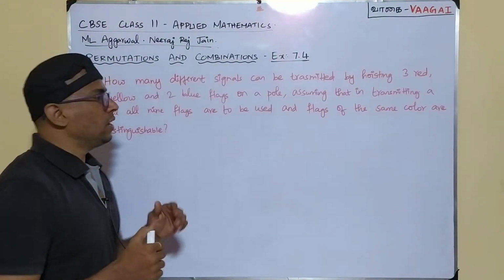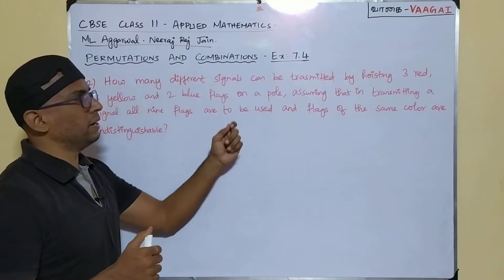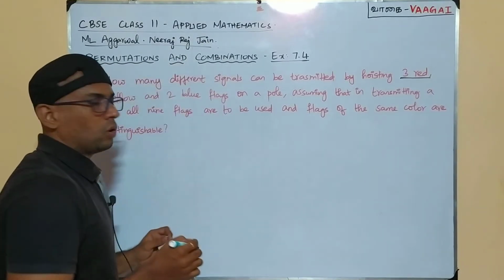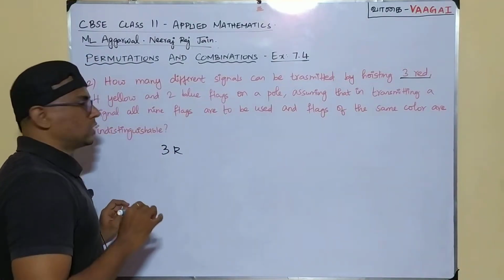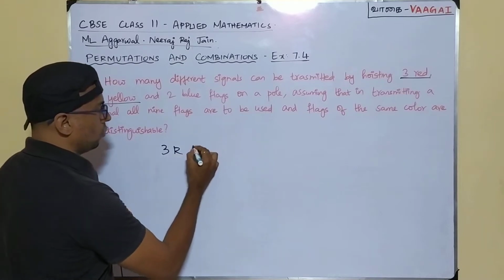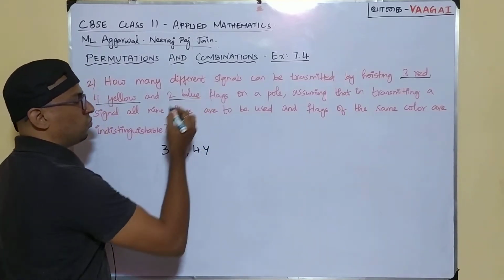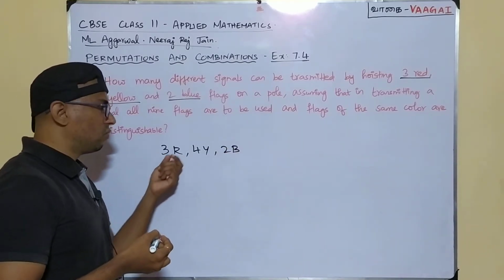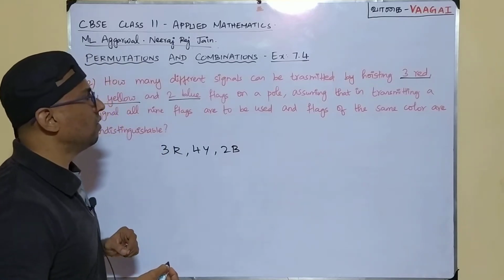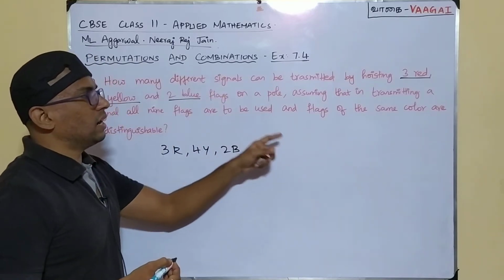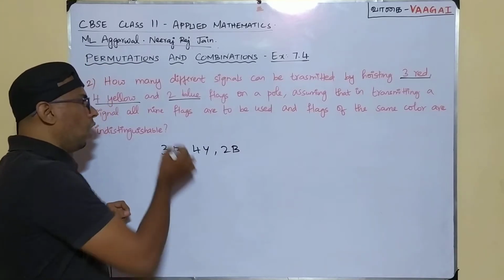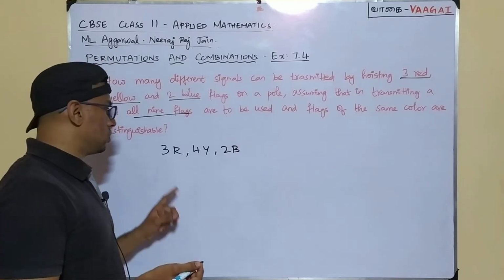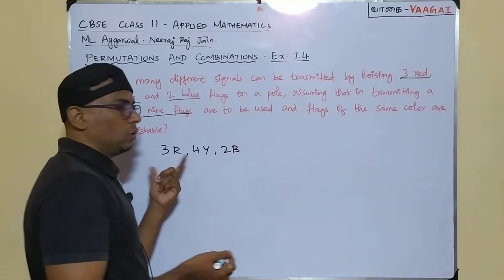For question number 2, our question is: how many different signals can be transmitted by hoisting 3 red, 4 yellow and 2 blue flags on a pole, assuming that in transmitting a signal, all 9 flags are to be used. If you check the total, there are totally 9 flags, right? 3 plus 4 plus 2 will give you a total of 9 flags.